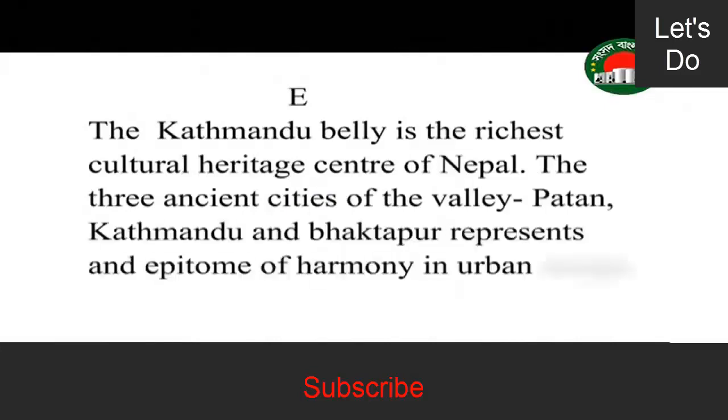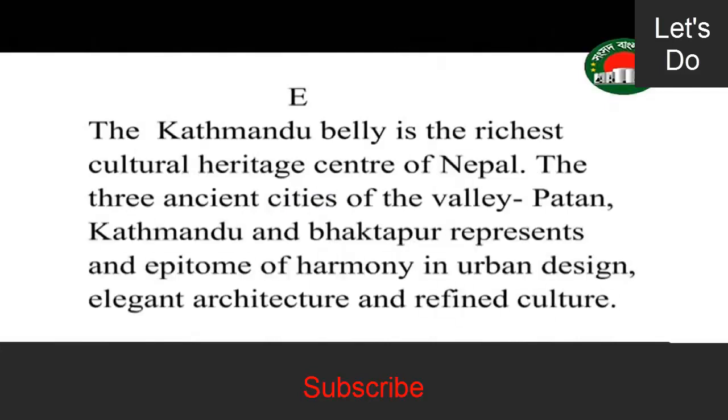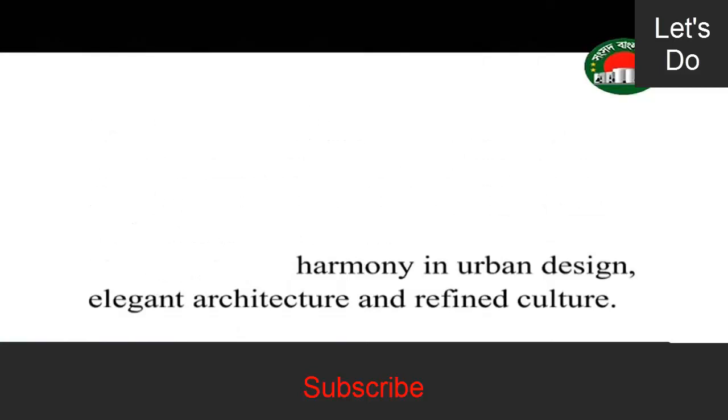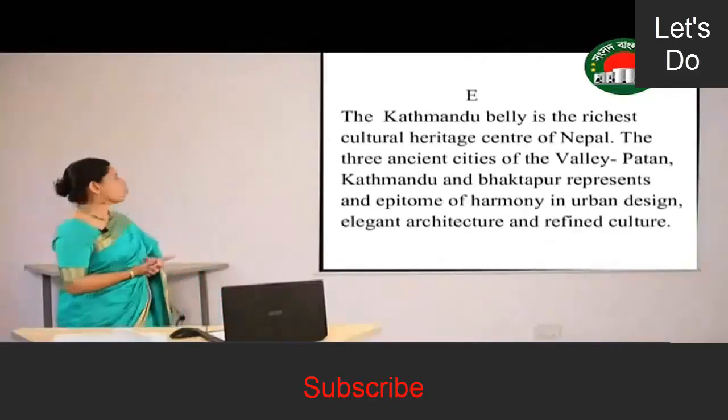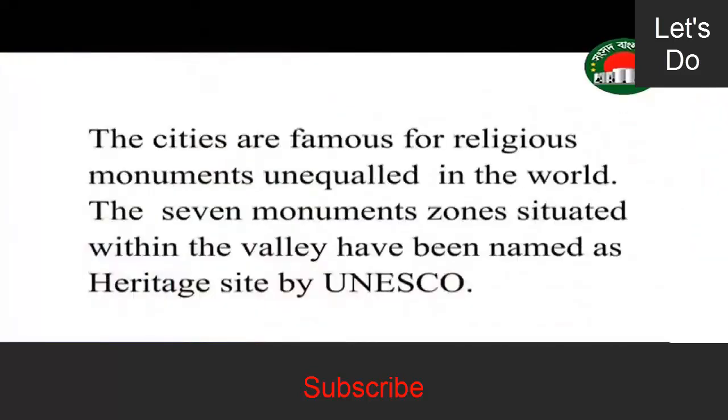Okay. Number E, the Kathmandu Valley is the richest cultural heritage center of Nepal. The three ancient cities of the valley, Patan, Kathmandu, and Bhaktapur, represent an epitome of harmony in urban design, elegant architecture, and refined culture. Refined means what? Polished, okay? These cities are famous for religious monuments unequaled in the world. The seven monument zones situated within the valley have been named as World Heritage Sites by UNESCO.